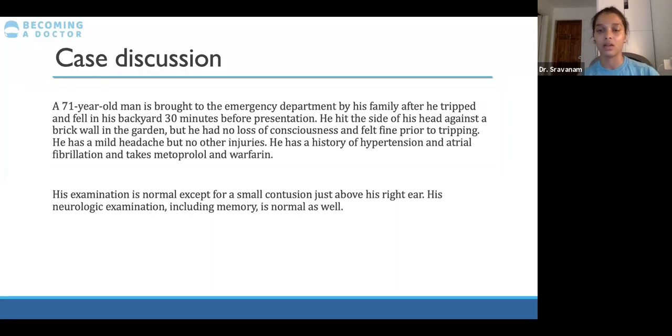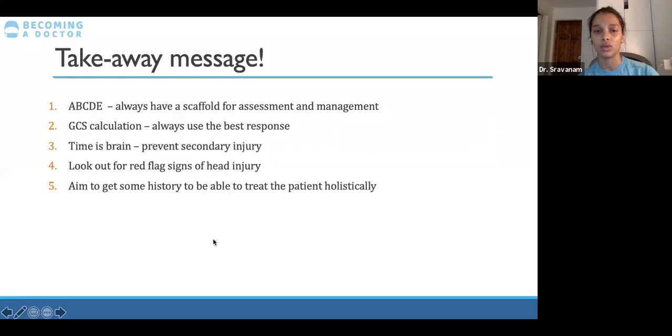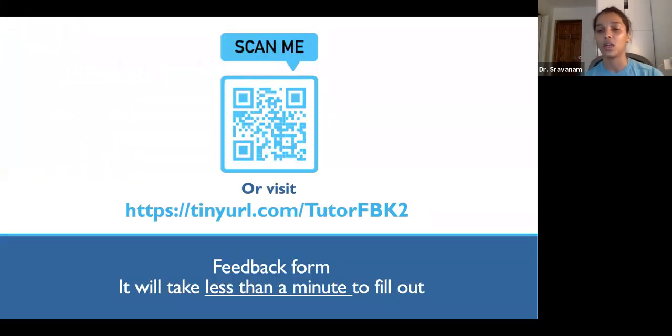Does anyone have any other questions? I'll just put you guys onto the takeaway message slide. Use your ABCDE as a scaffold for assessment and management as well. So treat as you go along. If you find that someone doesn't have a patent airway, put in an adjunct or use your airway maneuvers. For your GCS calculation, always use the best response. Time is brain, so what you want to do is prevent a secondary injury. Look out for any red flag signs of head injury and aim to get some history so that you can treat the patient holistically. Those are the main takeaways.